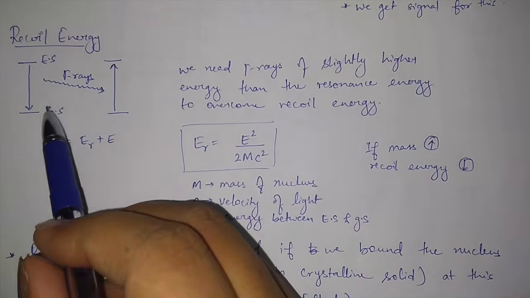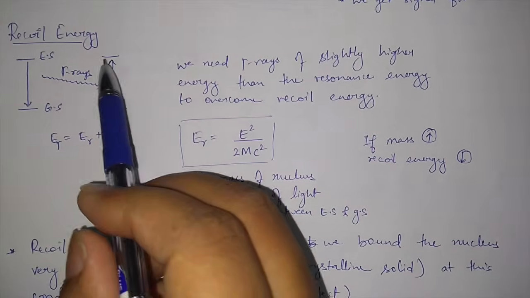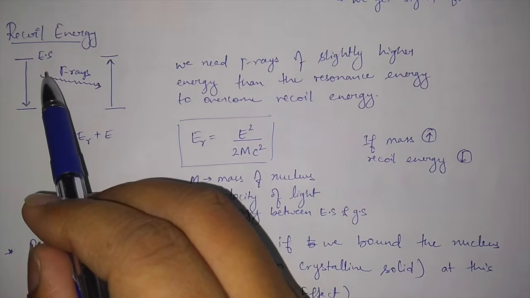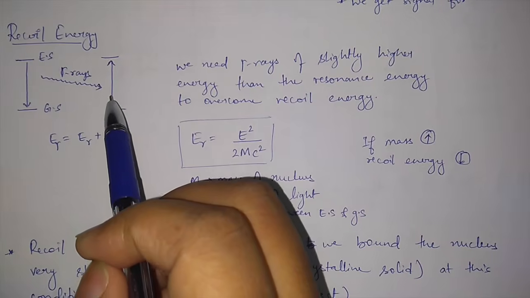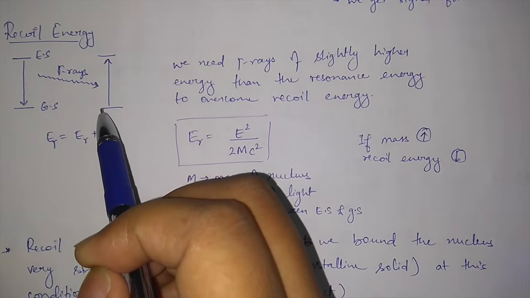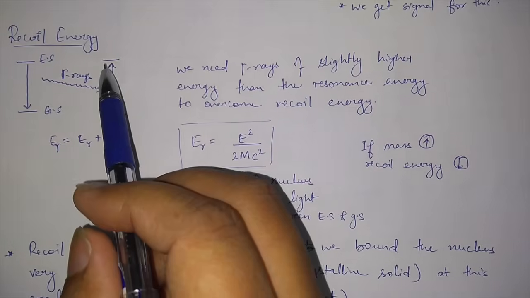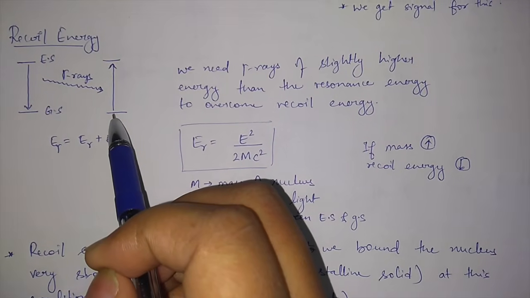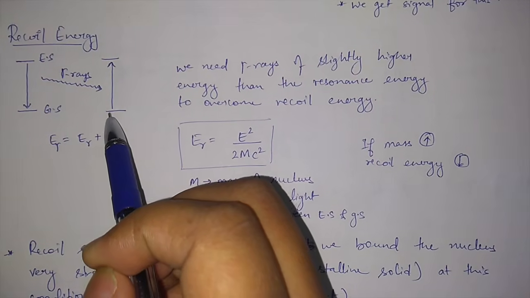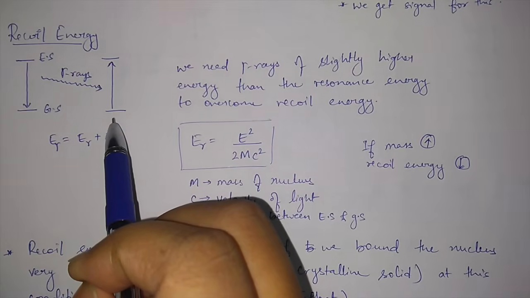Now what is this recoil energy? See, when this gamma ray strikes the sample, what will happen? The energy of this gamma ray will be utilized in two ways. One will be for making the transition, and the other will be to overcome the resonance energy. So sorry, to overcome the recoil energy.